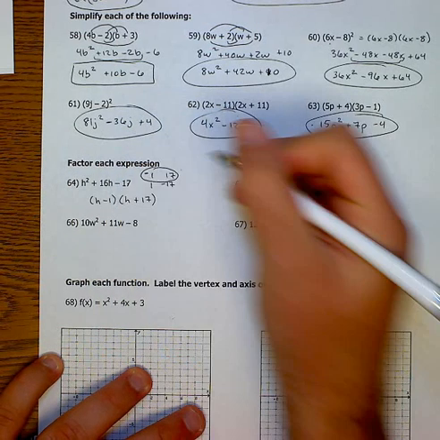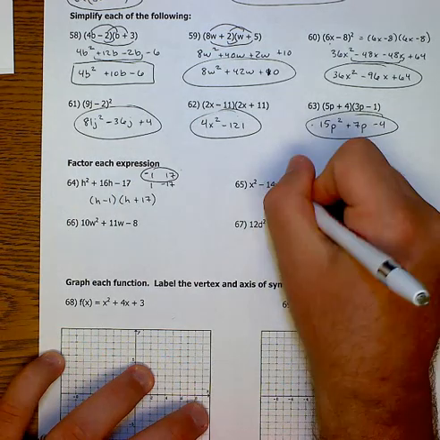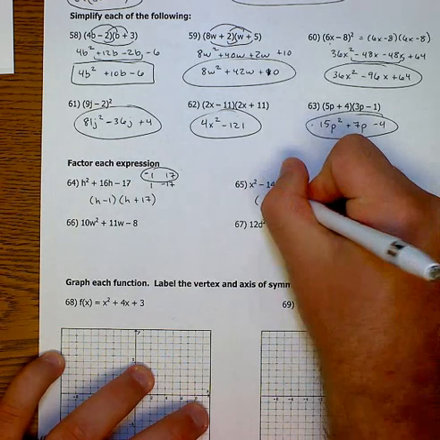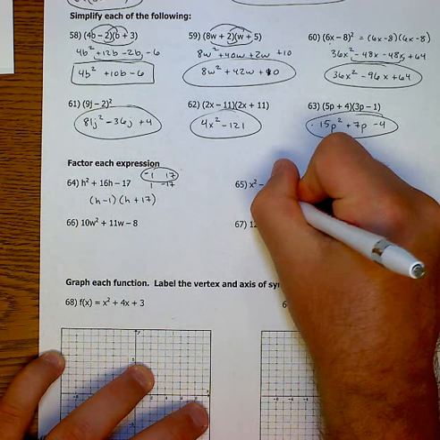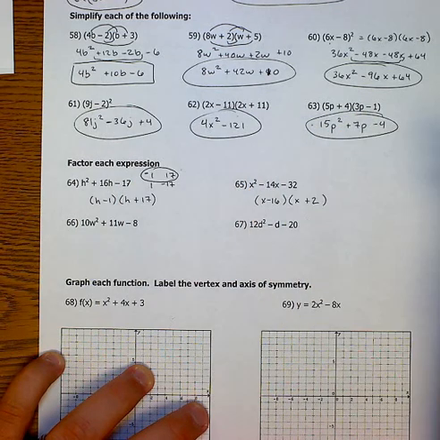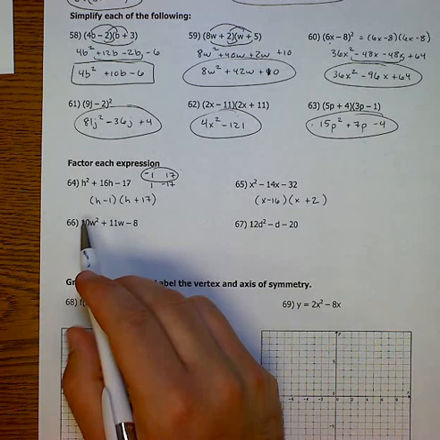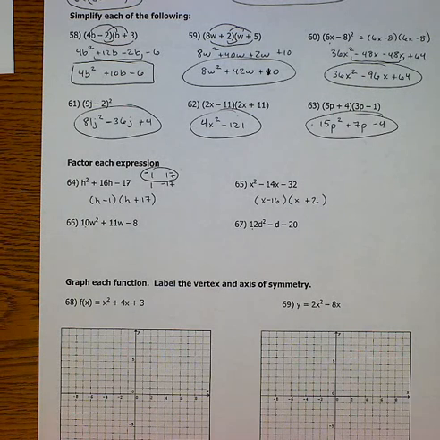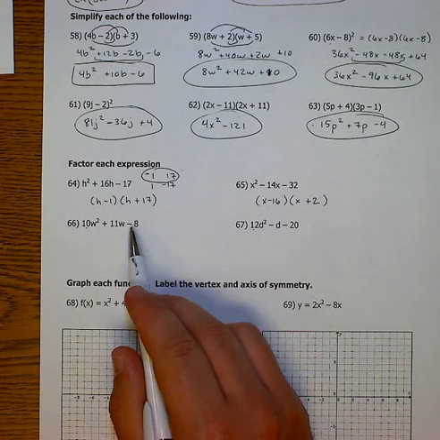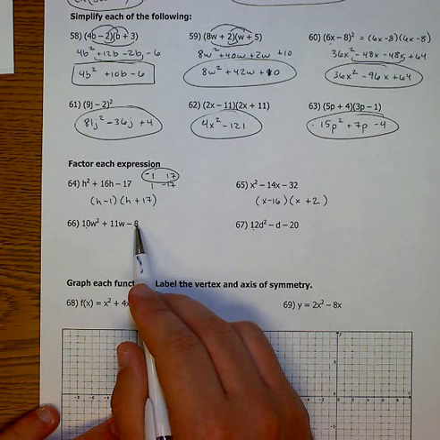Do this one a little quicker. Two numbers that multiply to negative 32 and add up to negative 14. It's negative 16 and positive 2. 66 and 67 are a little bit different because A is not 1. When that happens, you still need two numbers that, when you FOIL it back out, are going to multiply to give you negative 8 and add up to 11.